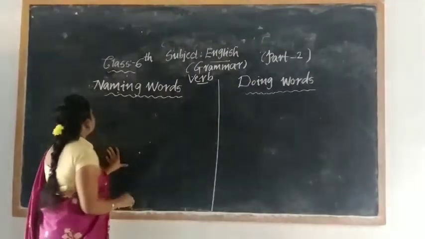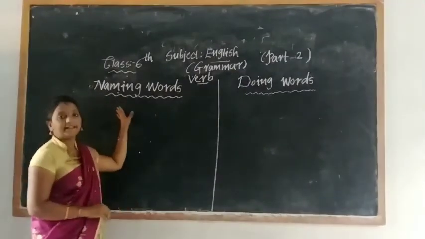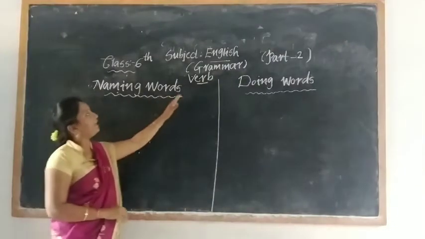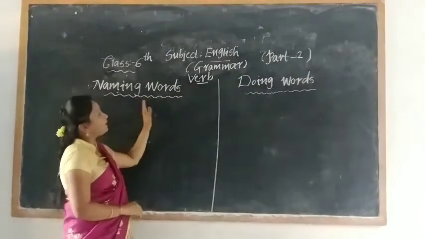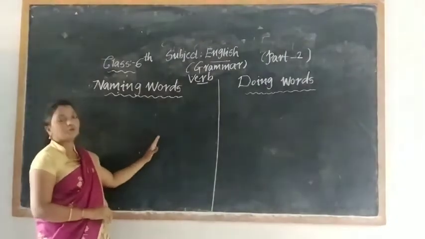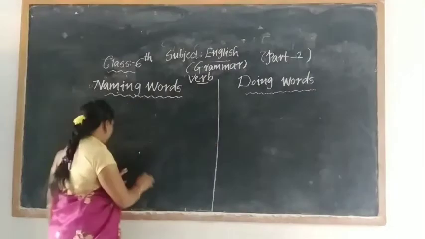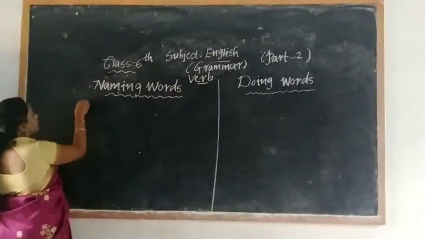We can see the first example. You have to write in the CW part. You have to write today's date. Write the heading like verb. In that you have to make two parts. You have to draw a line like naming words and doing words. Okay, we'll see the first one.